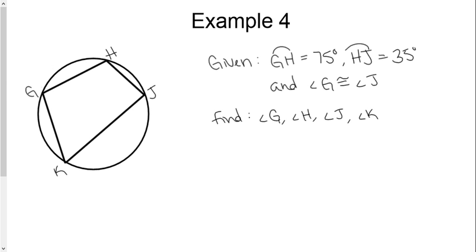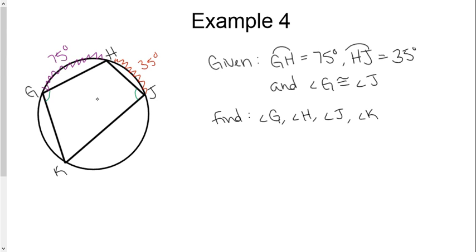We're told that arc GH, this top arc right here, is 75 degrees. We're also told that arc HJ, this arc right here, is 35 degrees. And to add on to this, we're told that angle G is congruent to angle J. I want you to find all 4 angles for me. You can find K and H by using the same method we used in example 2, but to find G and J, you're going to have to remember what all 4 angles of a quadrilateral add up to. I'll give you a hint, it's not 180 degrees.